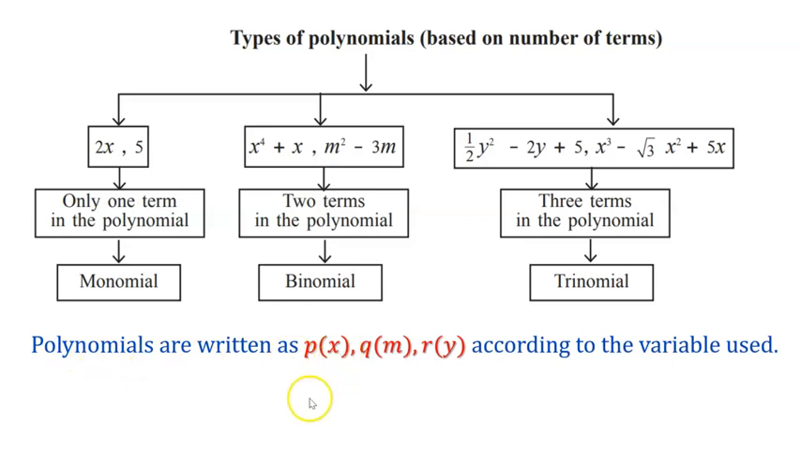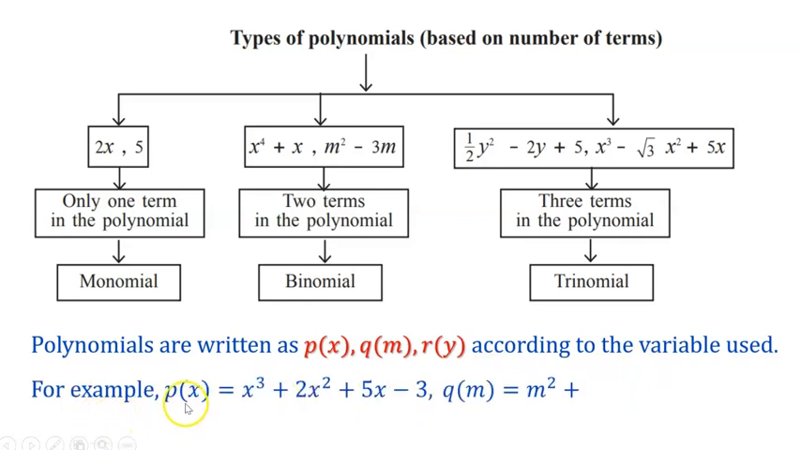Polynomials are written as p of x, q of m, r of y according to the variable used. In the first polynomial we use the variable x, in the second the variable m, and in the third the variable y. The first polynomial is denoted by p of x, then q of m, then r of y, according to the variable used.